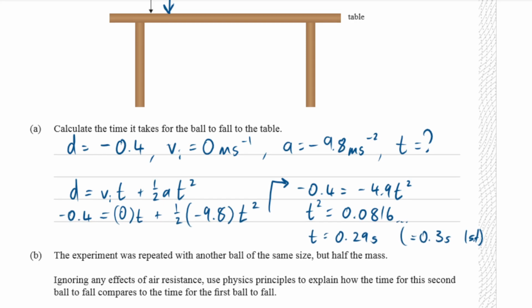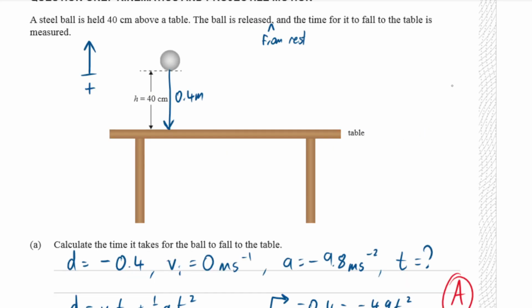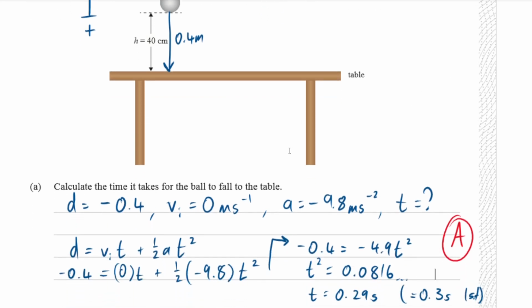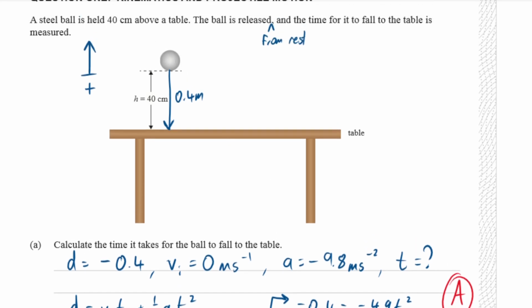Awesome, and so that is an achieved question. Definitely on the harder end of the achieved scale, because we had to use the quadratic equation for distance. However, it simplified a lot, because initial velocity was 0 and we were left with T squared equals some number. Square rooting gave us the final time. So that's the time it will take this ball to hit the table, given it is accelerating down at 9.8 meters per second squared.